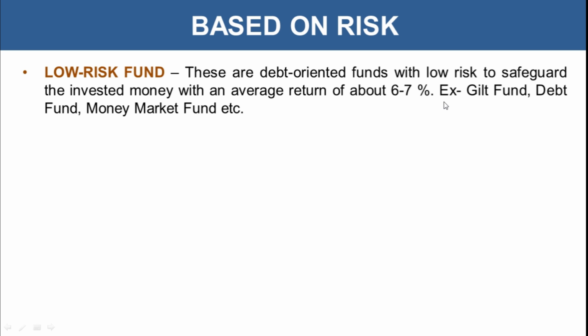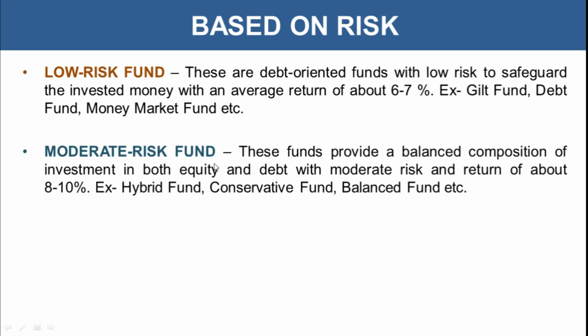But anyway, your investment objective was to get an average return, but to be on the safer side and to take lower risk. So examples of low risk fund are gilt fund. As I already mentioned, these fund invest in government securities. Then there are debt fund investing in debt instruments. Then there are money market fund which invest in money market instruments like call money, certificate of deposit, treasury bills, etc.